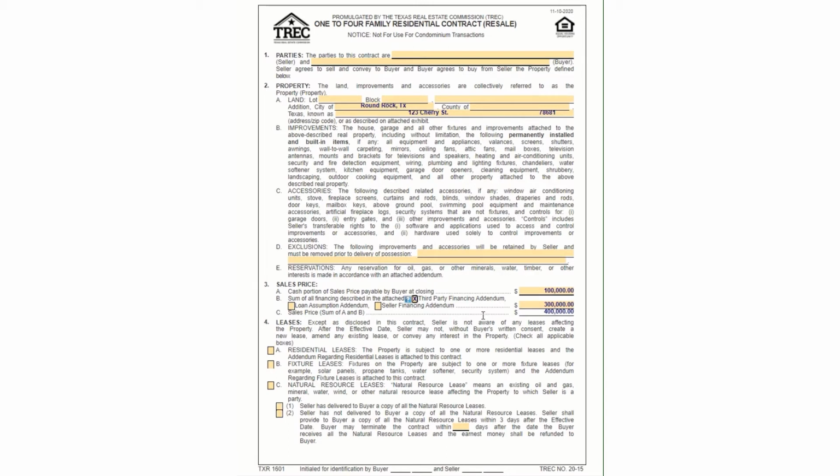And then the seller financing addendum would be used when the seller is going to provide the loan to the buyer. So the seller is going to finance it. If a buyer decides to go with a seller financing route, I recommend that you get an attorney for that. There are some rules about what sellers need to provide to buyers, and it's just a good idea to involve an attorney anytime you're doing seller financing. So now we're going to move over to the third-party financing addendum.